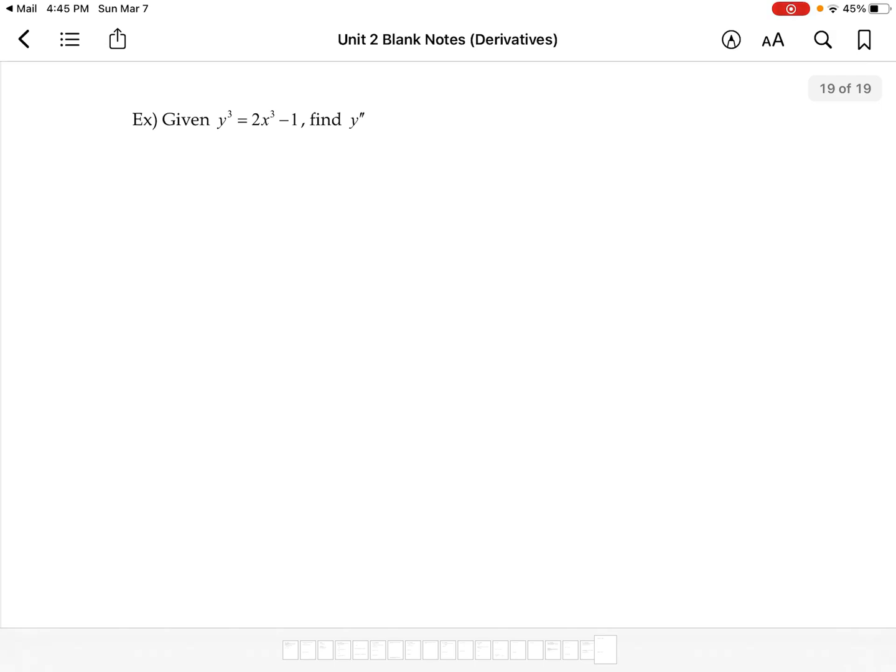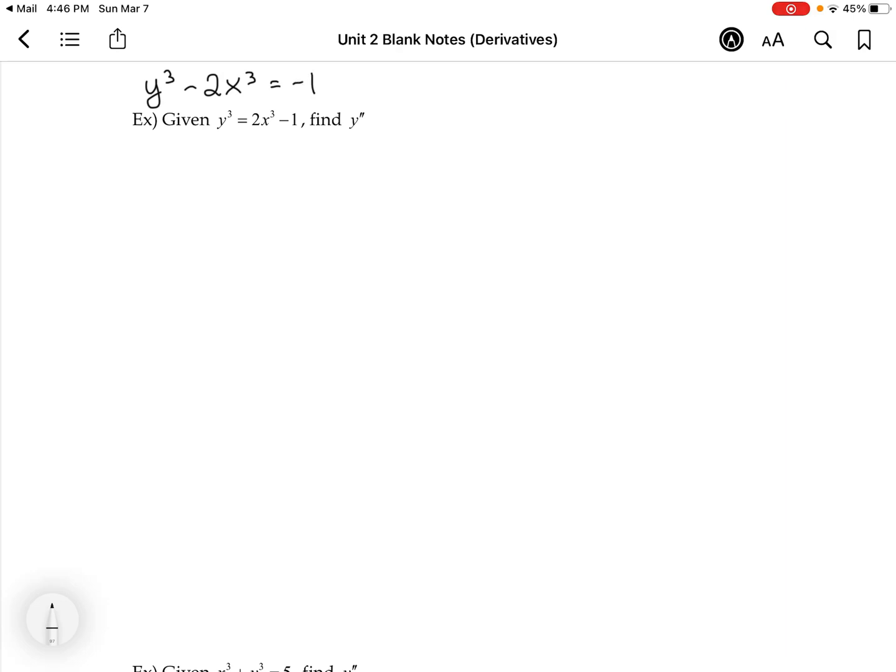And before I start, actually, I'm going to do something else, and you may wonder why I'm doing this right now. What you'll see is that we'll come back to this in a couple of minutes. What I'm going to do is rearrange this relation to write it this way: y cubed minus 2x cubed equals negative 1. So I'm bringing the x cubed term over to the other side. And we'll get back to that soon.